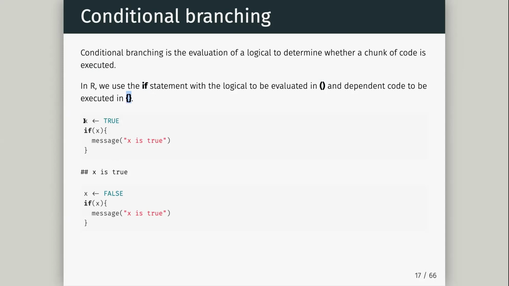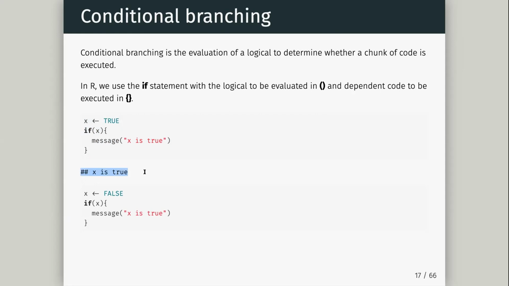So let's put this into action. We'll make x equals TRUE. If x, and we know x is true, I've set it to be true here, message, and this is going to print a message, "x is true." This is our little bit of a script here. I've set x to be true. Therefore, this message is going to print, and we can see it here.